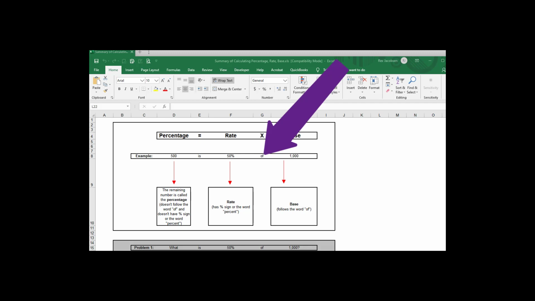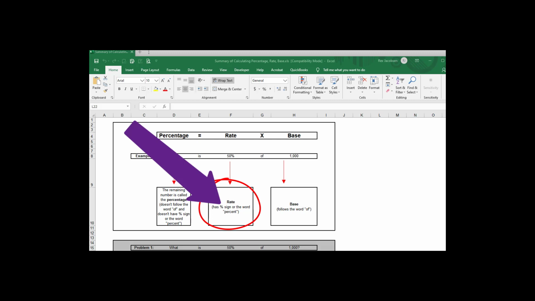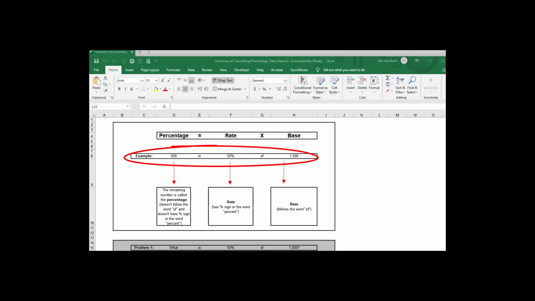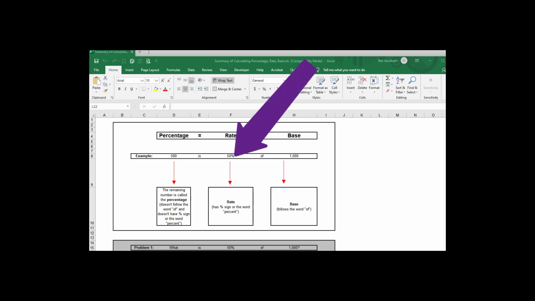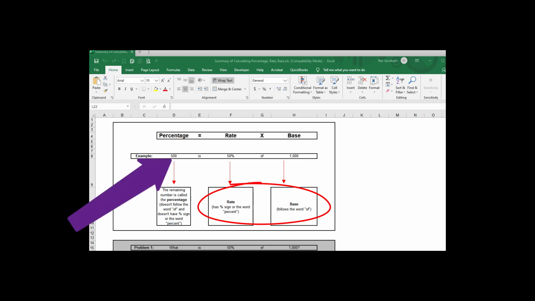So once we have determined which one is the base, we then go and figure out which one is the rate. So the rate has a percentage sign or the word percent. So in the statement, 500 is 50% of 1,000, we know the 50% is the rate because it has the percentage sign or the word percent. And because we've identified the rate and the base, the third number, which in this example is 500, must be the percentage.